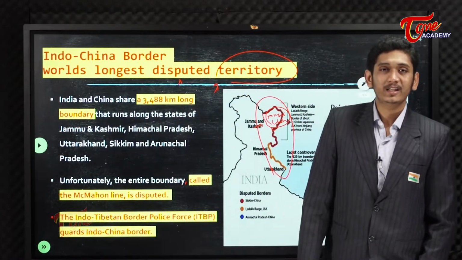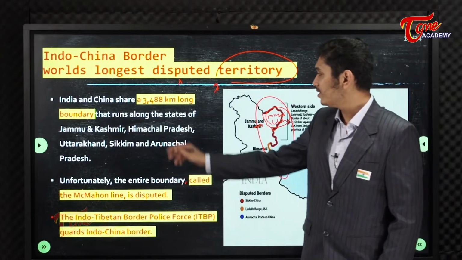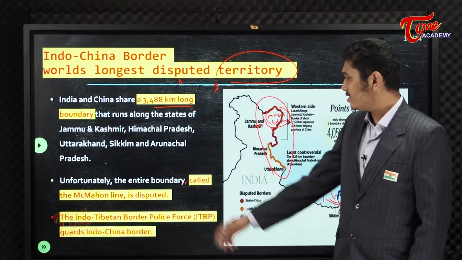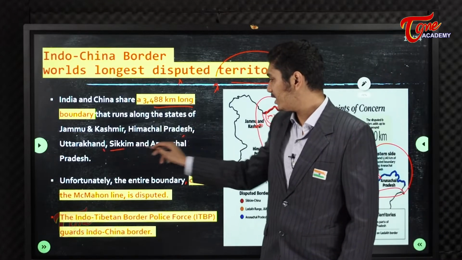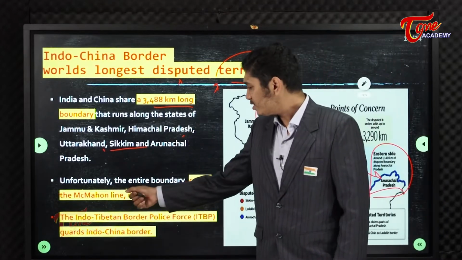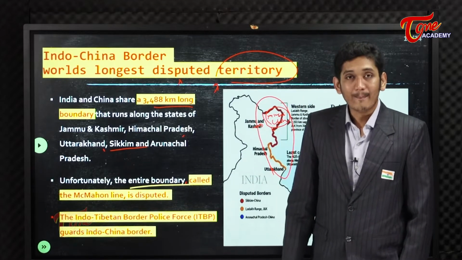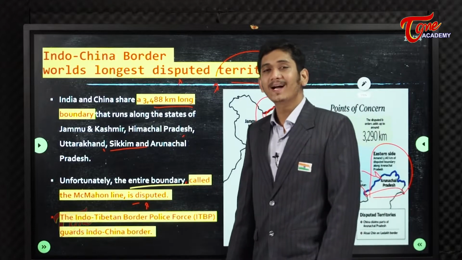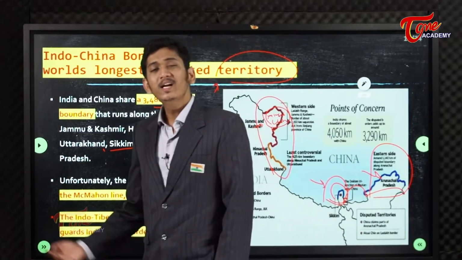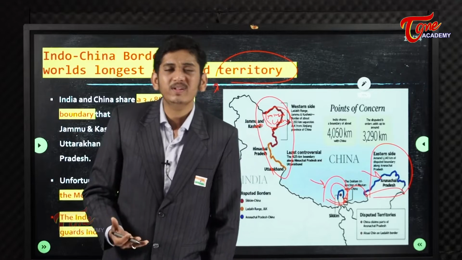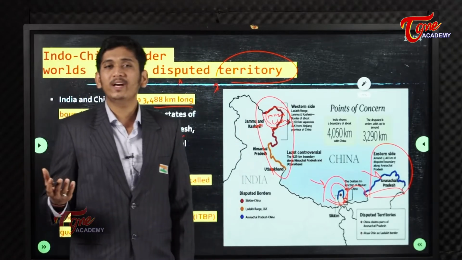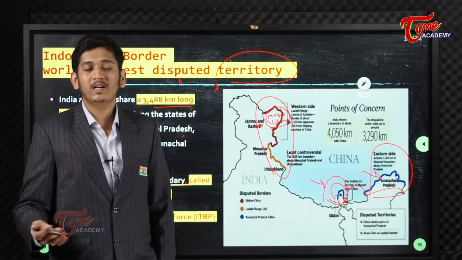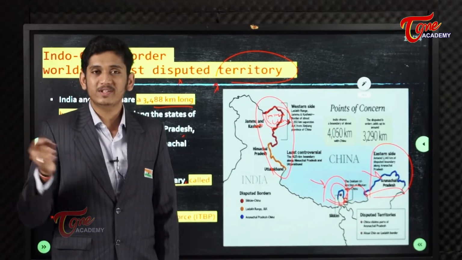India and China share the second largest boundary. We have 3,488 kilometers with China that runs along the states of Jammu and Kashmir, Himachal, Uttarakhand, Sikkim and Arunachal Pradesh. Unfortunately, the entire boundary, called the McMahon line, is disputed. Because, my friends, when the McMahon line was made, China did not have any boundaries with India, until China occupied Tibet. Till that time, we never had a boundary with China.